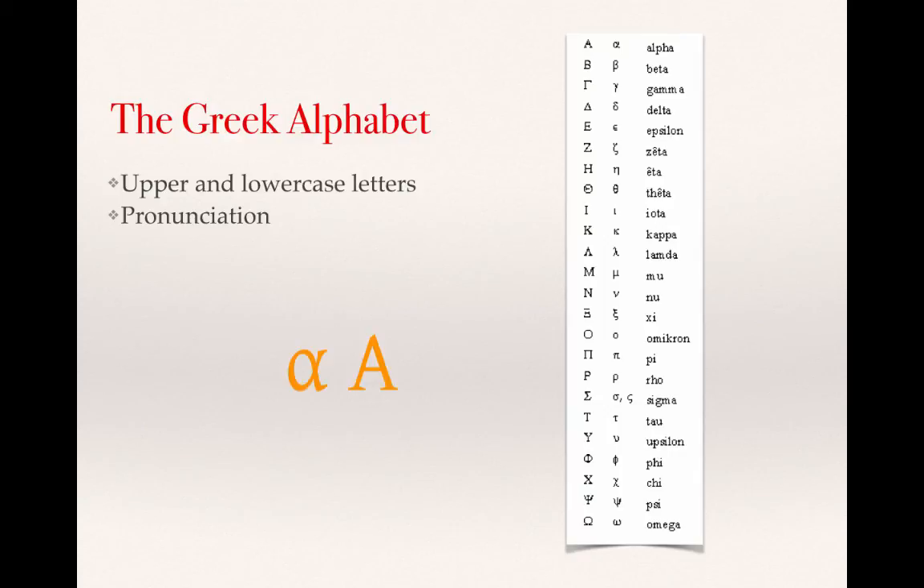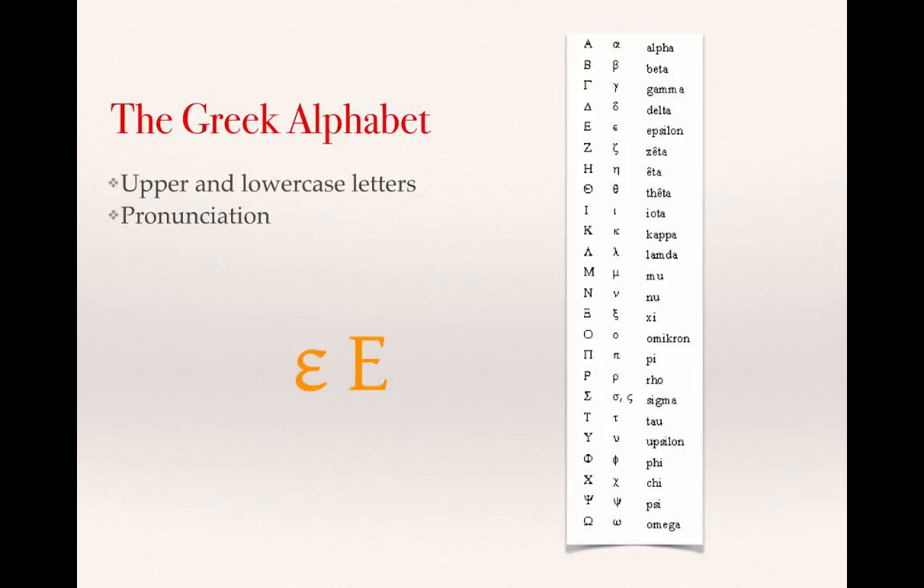So the first Greek letter is the letter alpha. Sounds like the letter A in father. The next letter is beta. Sounds like the letter B in big. Then you have gamma, which sounds like the letter G in God. And when it's combined with another gamma or other letters, as we'll discuss later, it actually has an N sound like angel. The next letter is the letter delta. Sounds like the letter D in door.